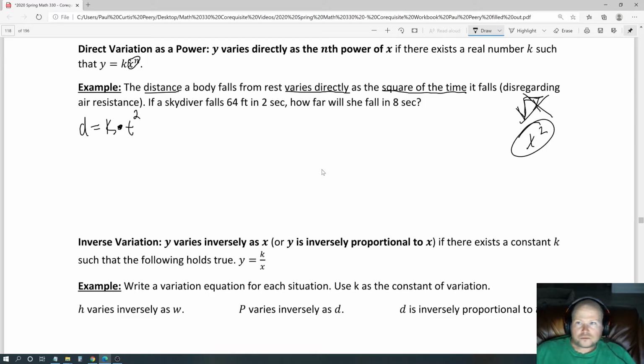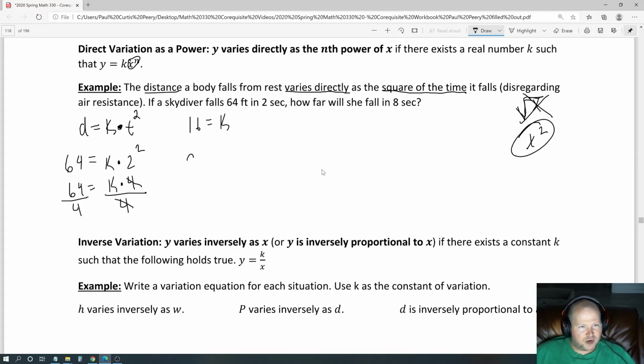Now, a skydiver falls 64 feet in 2 seconds. So we say K is equal to 2 squared. I'm going to try not to skip any steps here. 2 squared is actually equal to 4. So now we end up with 64 is equal to K times 4, or 4K. And we undo the multiplication of K by 4 by dividing by 4. Whatever we do to one side, we do to the other. So 64 divided by 4 gives me 16, so we get K is equal to 16.